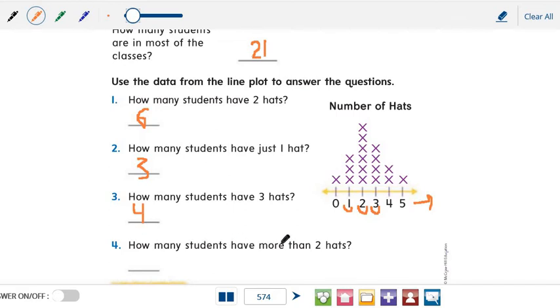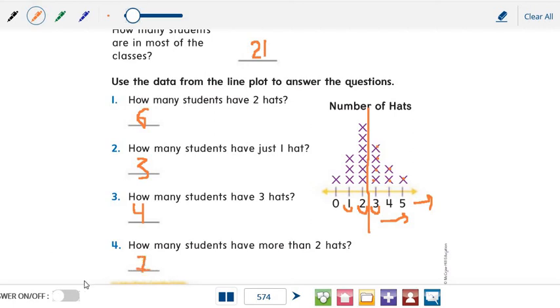How many students have more than 2 hats? Have more than 2 hats, that means from this one up to this one. So the question asks how many students have 3, 4, and 5 hats. Let's see. 1, 2, 3, 4, 5, 6, 7. So there are 7 students who have more than 2 hats.